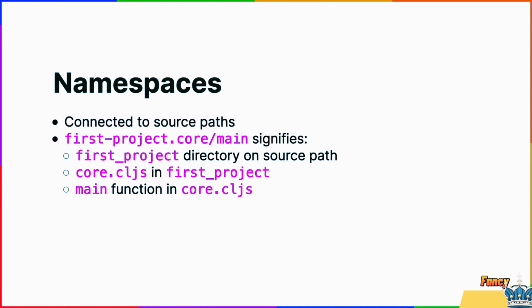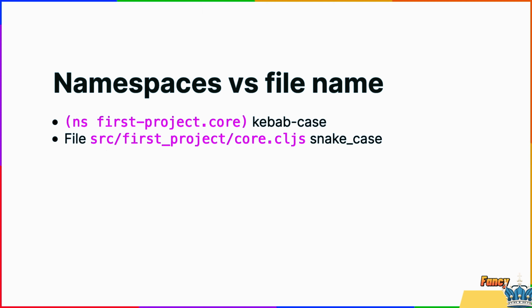Namespaces are closely connected to source paths. They also need to follow some naming rules. In our example, when we refer to firstproject.core/main, we are referring to a directory named first_project that exists on the source path, i.e. at src/first_project. We also expect a file named code.cljs that exists inside the first_project directory, and a function named main defined in the code.cljs file. The namespace definition using the ns function uses kebab case, but the respective file or folder uses snake case.